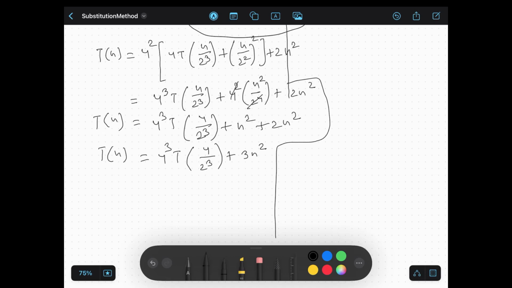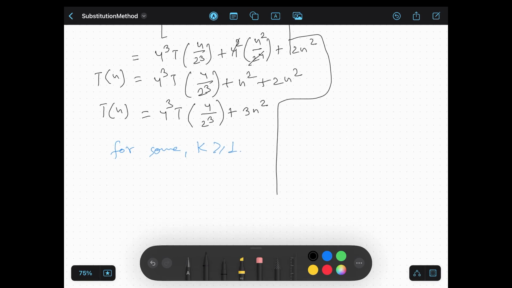So if we want to generalize this, for some k, what we can say is 4 to the power k T of n upon 2 to the power k plus k n square. Why? This is variable, this is variable, and this is variable, right?